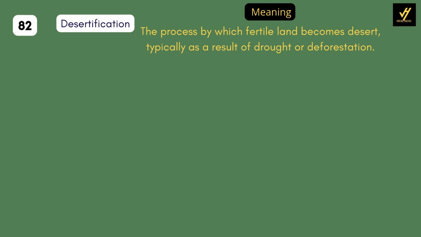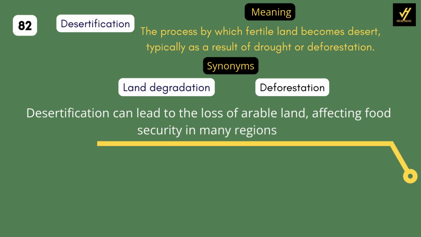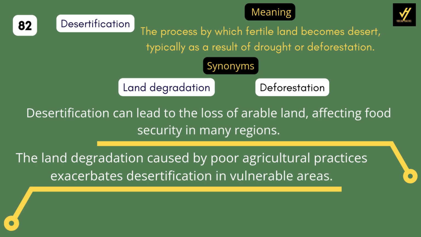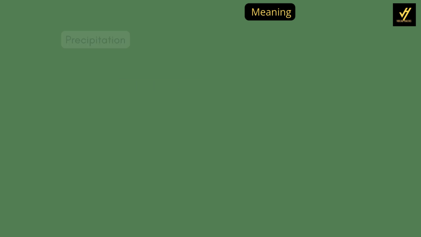Desertification, the process by which fertile land becomes desert, typically as a result of drought or deforestation. Land degradation, deforestation. Desertification can lead to the loss of arable land, affecting food security in many regions. The land degradation caused by poor agricultural practices exacerbates desertification in vulnerable areas. Fighting deforestation is essential to combat desertification and maintain ecological balance.